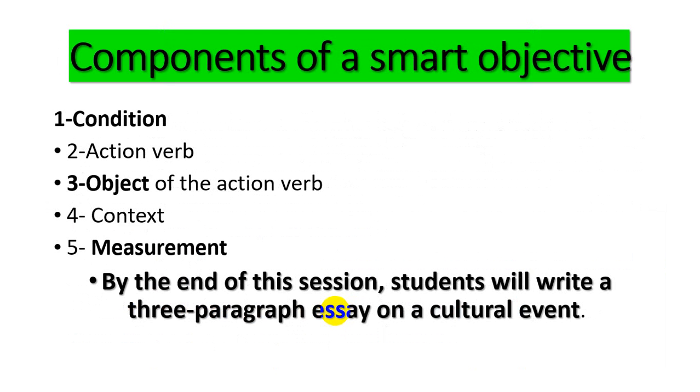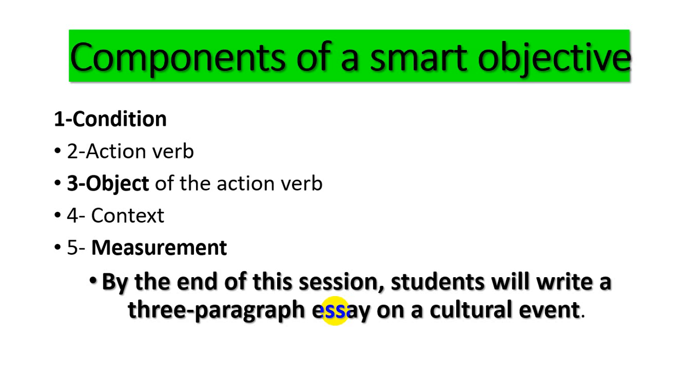And what are the main components of a SMART objective? Let's have a look at this. By the end of the session, the student will write a 3-paragraph essay on a cultural event, maybe a wedding, or maybe a birthday party in Cairo, for example. So here we have a condition. What is a condition? Again, all of this, it's a cultural event. And then we have an action verb, where the action verb is write. And then we have an object: to write what? To write a 3-paragraph essay. And then we have a context, and this context, again, it's writing on a cultural event.